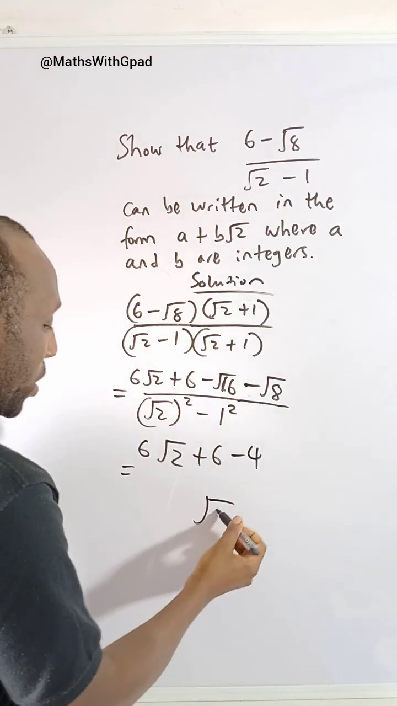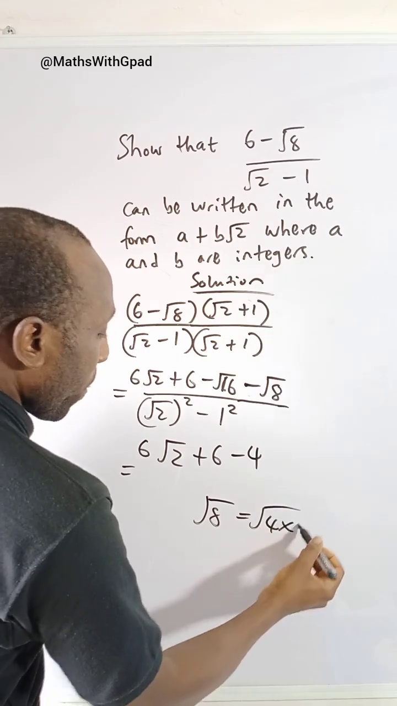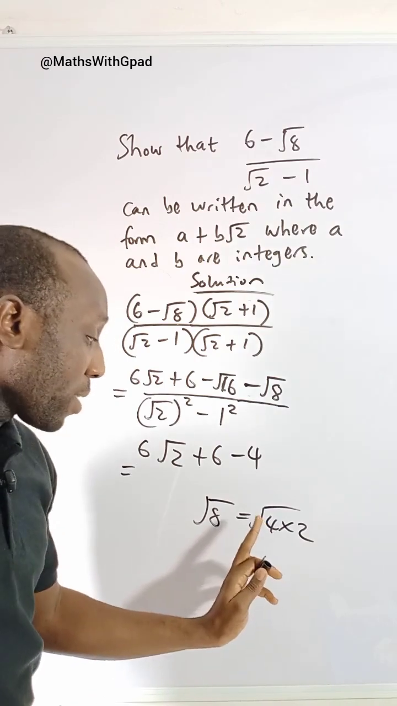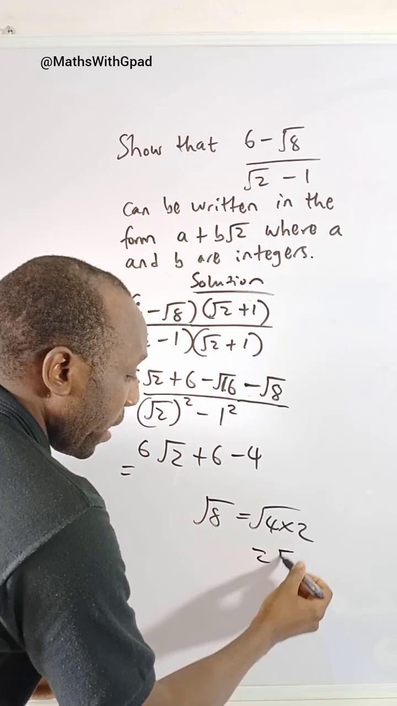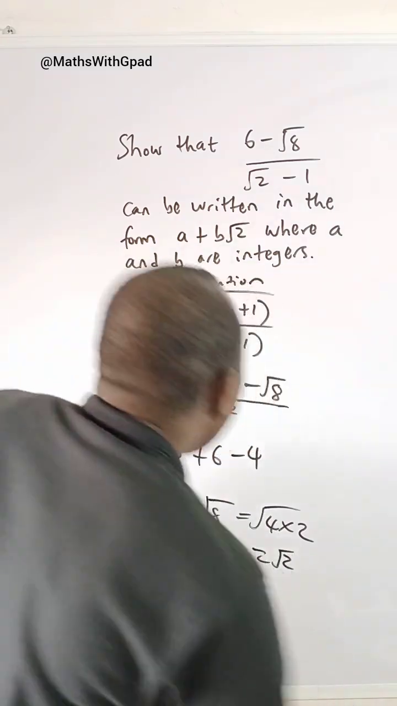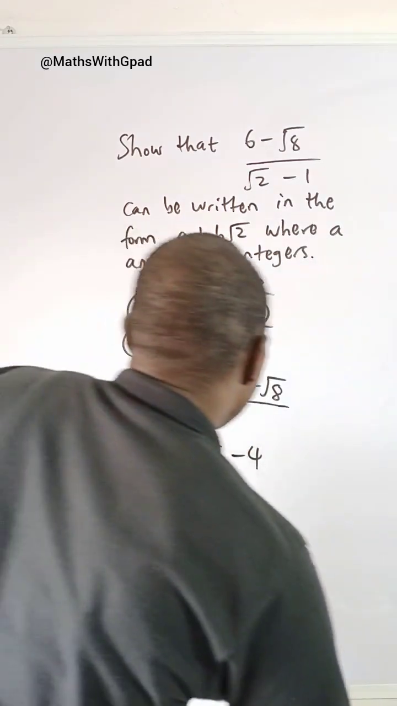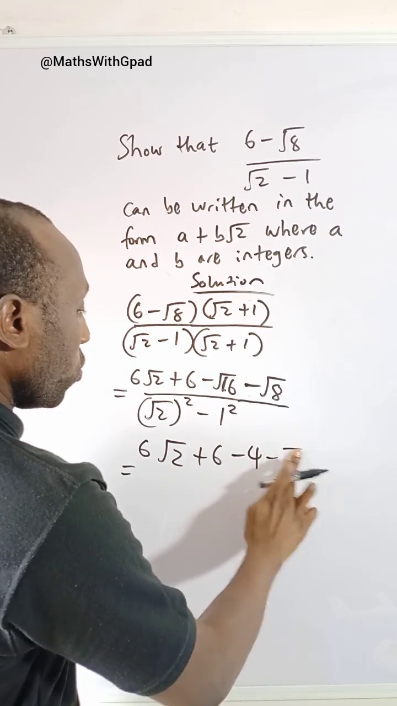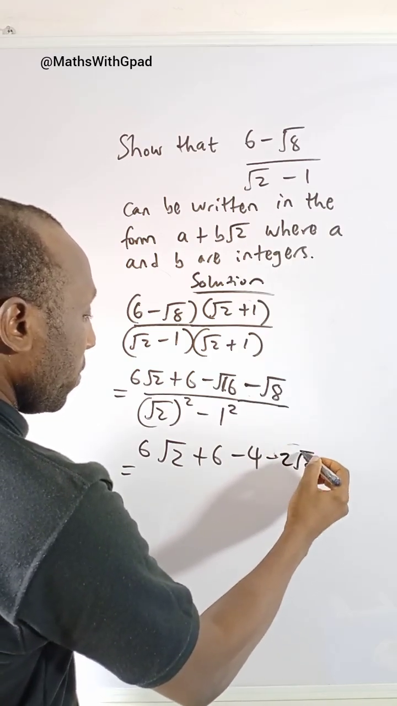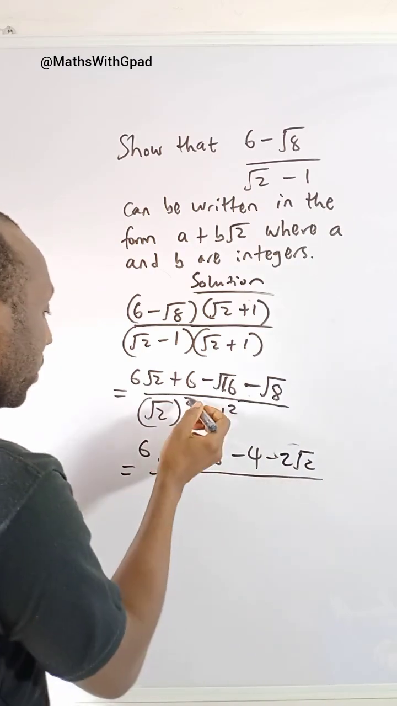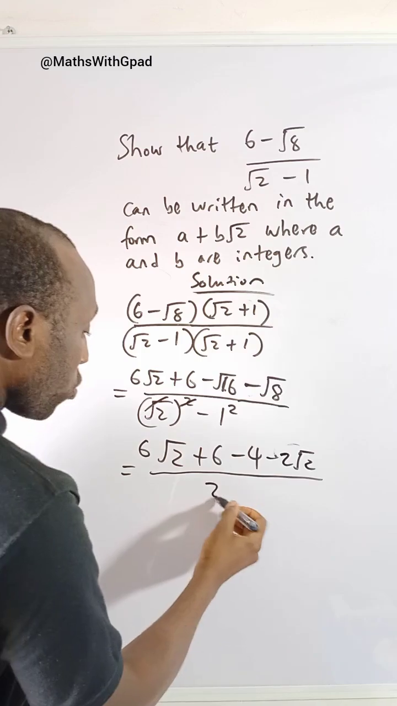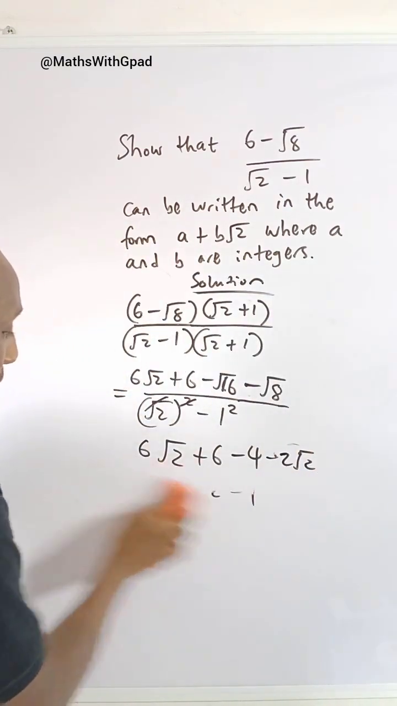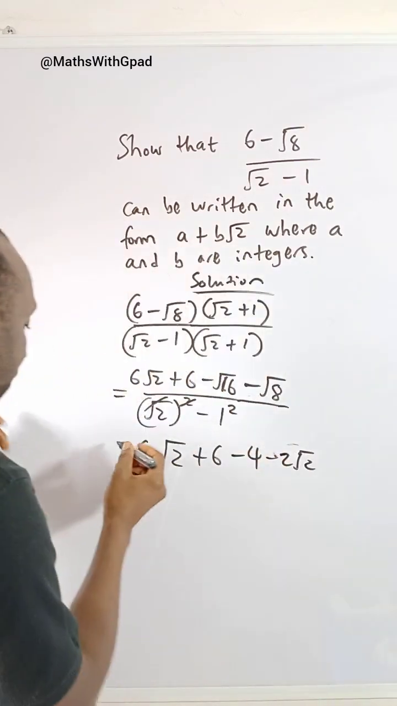Do you know that root 8 can be expressed like this, 4 times 2? I'm trying to reduce it. 4 is a perfect square, and the square root of 4 is 2. So you have 2 root 2. So I'm going to replace root 8 with 2 root 2, minus 2 root 2. And all divided by, this square will cancel the square root, you have 2 minus 1, which is still 1. So I can as well remove everything here and just have this.